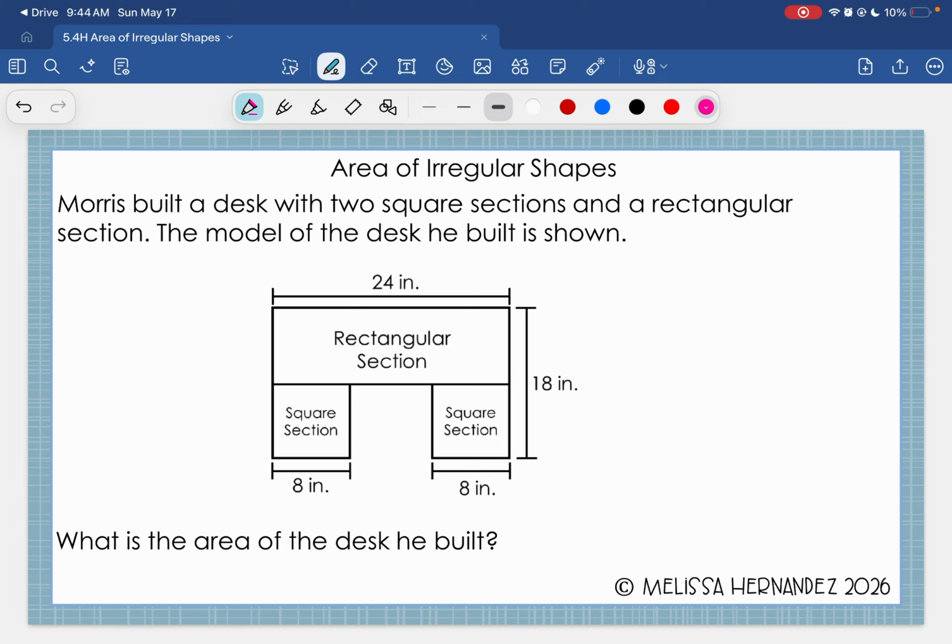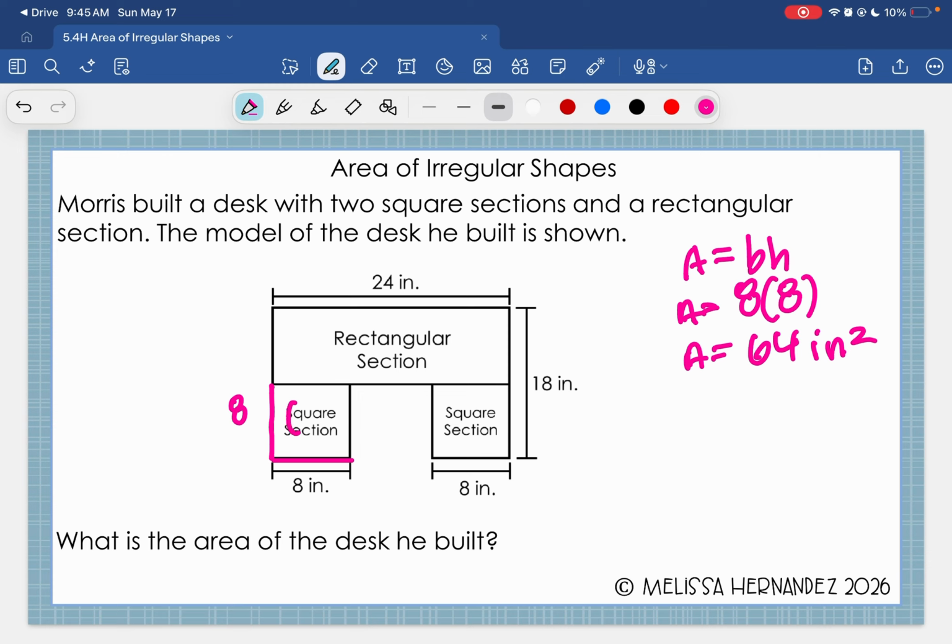So the square sections are important because what you want to realize is squares have 4 equal sides. And so that means each side is 8 inches. So if this side is 8 inches, that means this side would also be 8 inches, and the same goes over here. So for the square, we're only going to focus on the square right now. You plug in your values, and you end up with 64 inches squared for both of them.